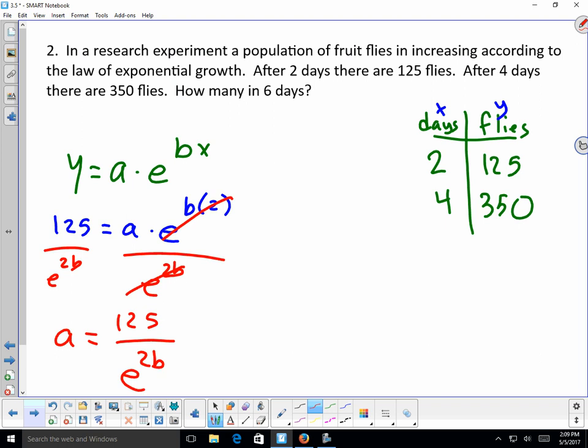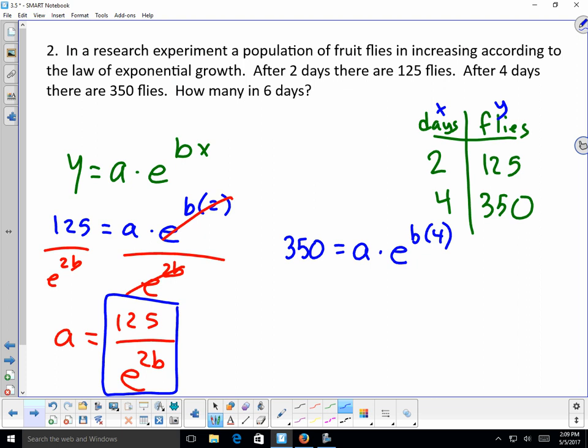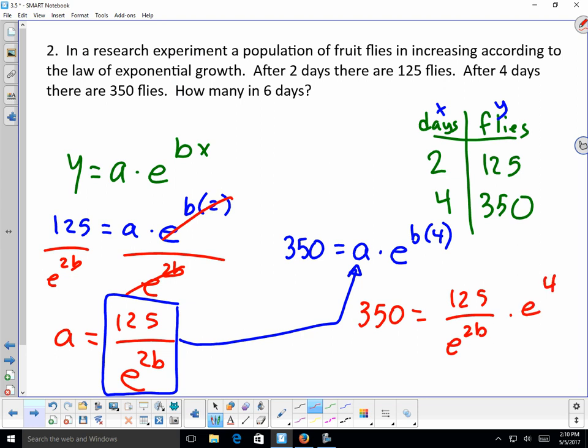Notice in this equation, I still have 2 unknowns, a and b. Good thing I have 2 pieces of data to work with. So I'm going to write another equation where I plug in 4 for x and 350 for y. So I'll have 350 equals a times e to the b times 4. At this point, I can take this expression for a and substitute it in here. So I'm going to have 350 equals 125 over e to the 2b times e to the 4b.